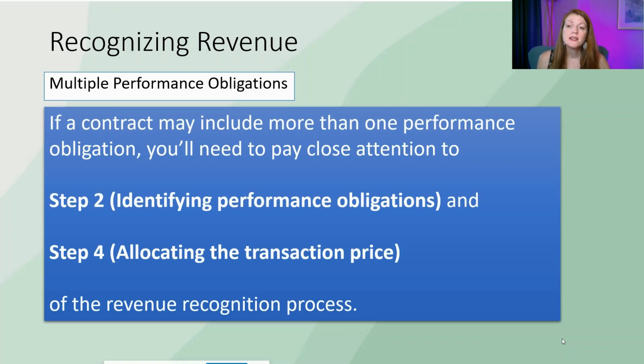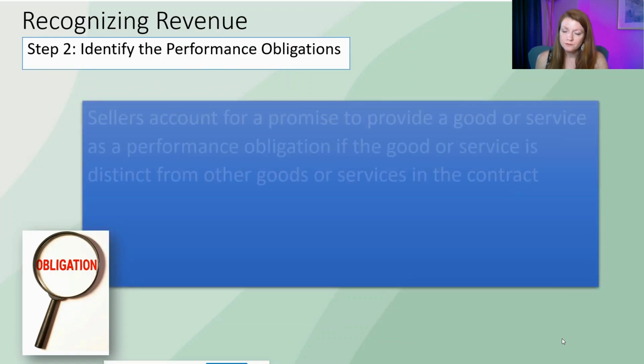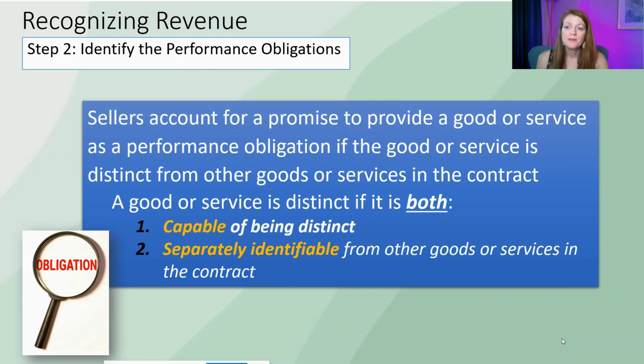So if a contract included more than one performance obligation, you'll need to pay close attention to step 2, identifying performance obligations, and step 4, how we allocate the transaction price. So it may be two separate performance obligations, and we recognize them differently. So we're going to work through an example with that here in just a minute.